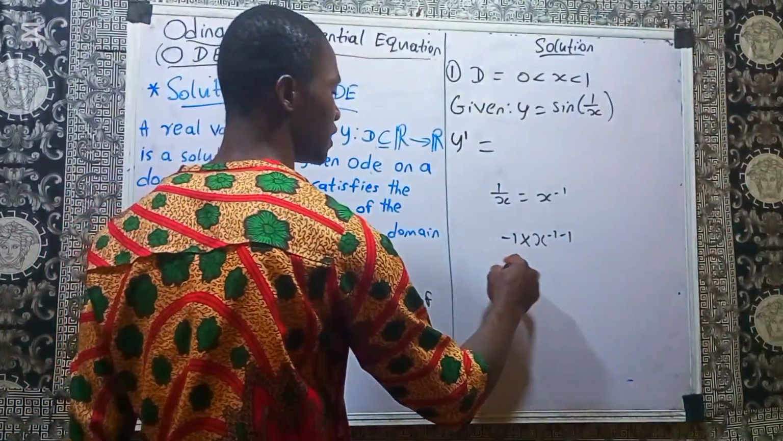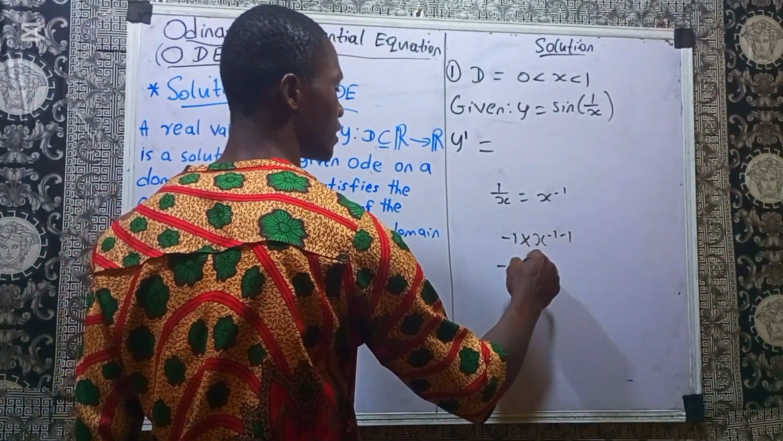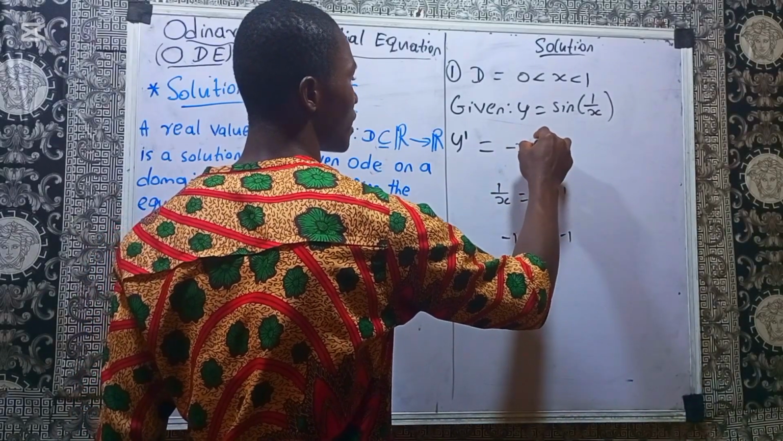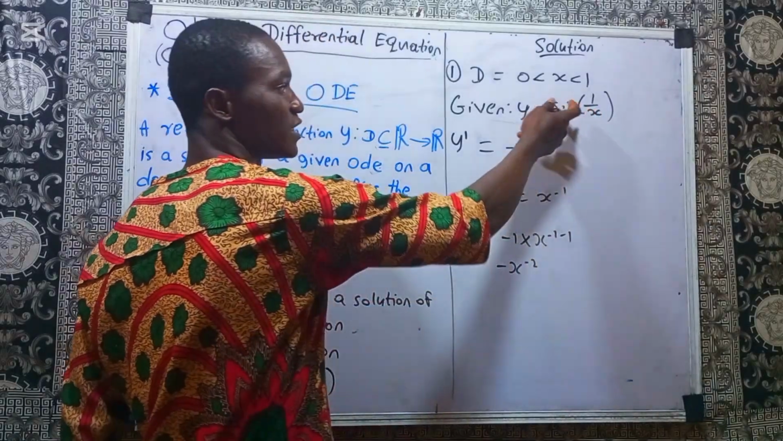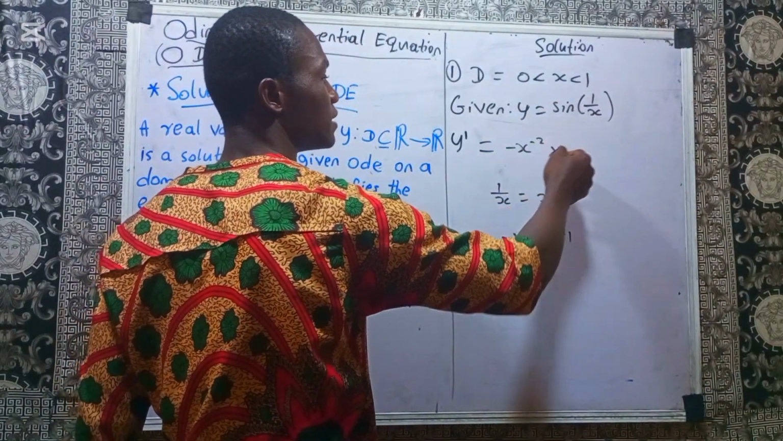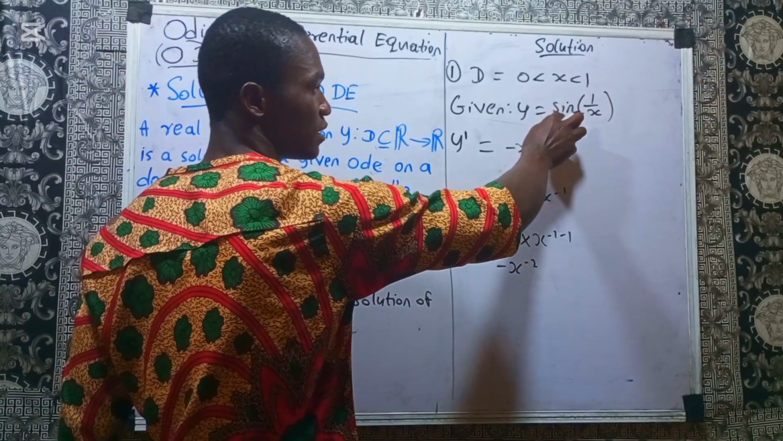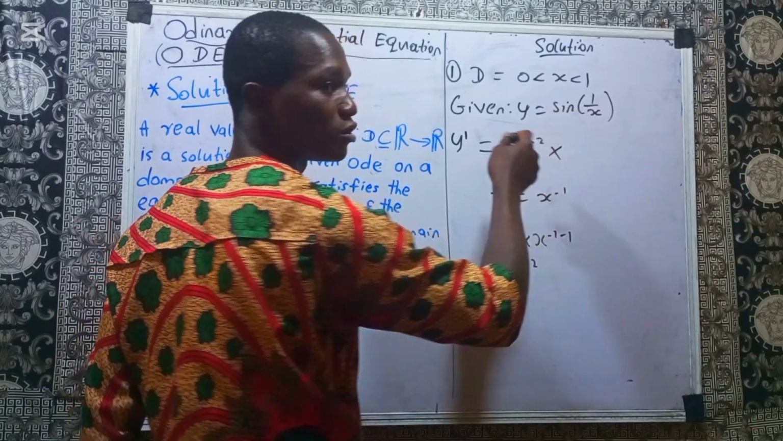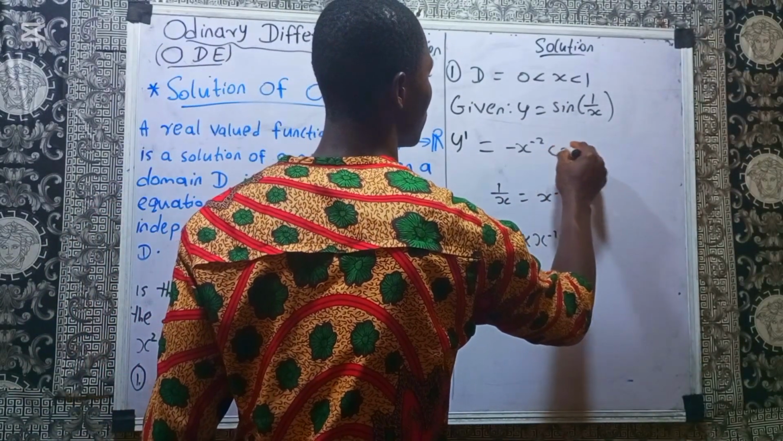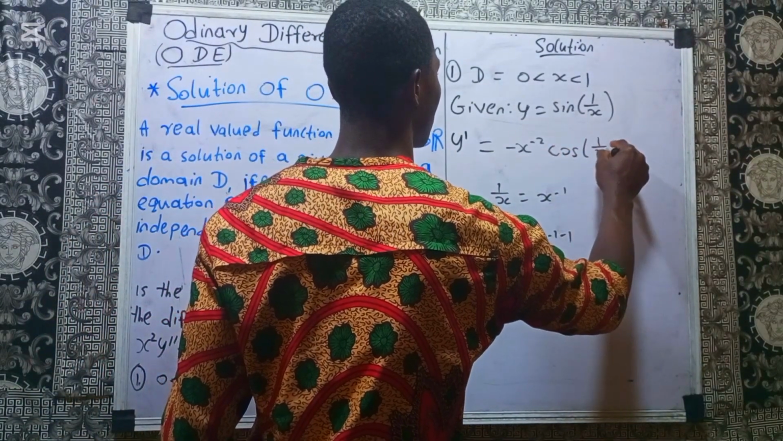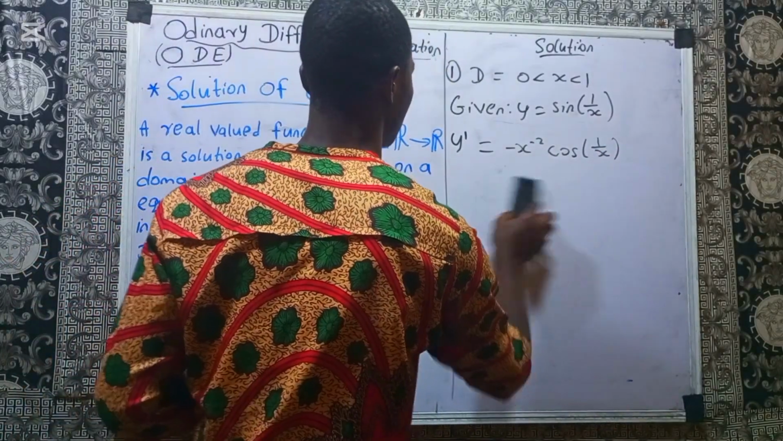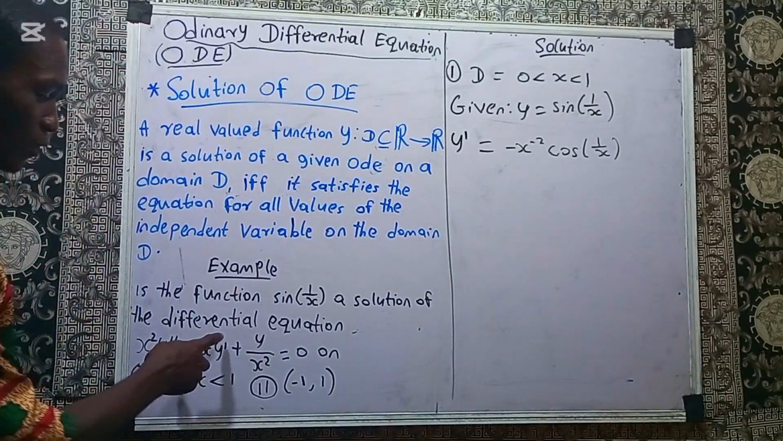So you now have negative x, negative 1 is negative 2. So you have negative x raised to power negative 2. Then you now differentiate the trig. You differentiate the inside, use it to multiply the derivative of the outside, the trig. If you differentiate sine, what will you get? You get positive cosine. So this will be positive cosine of 1 over x. That's what you get if you perform the derivative. So we have gotten our y prime, right?